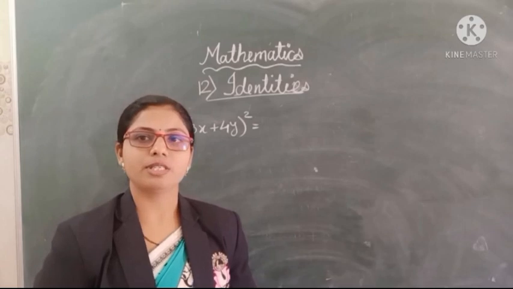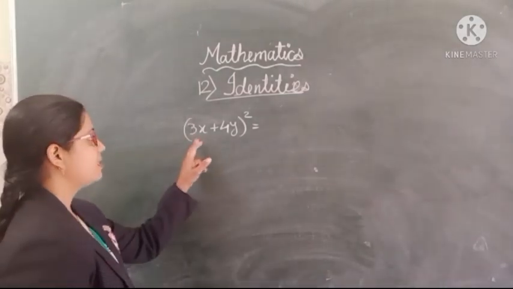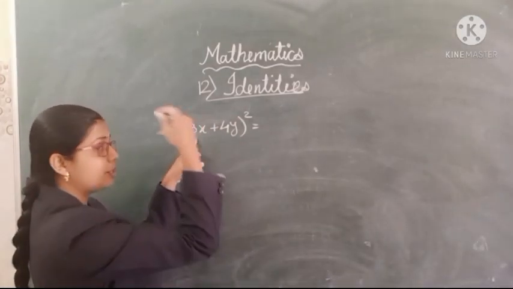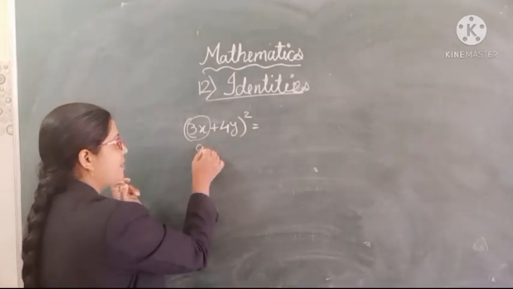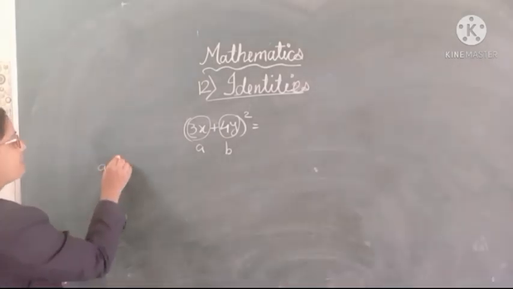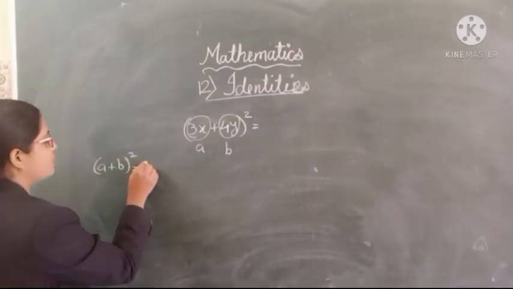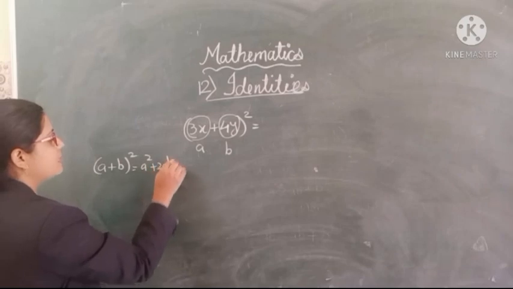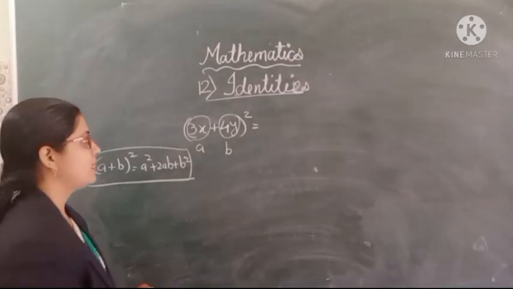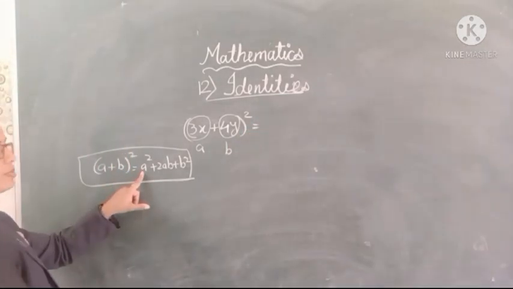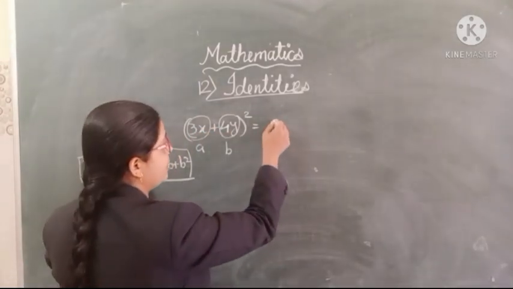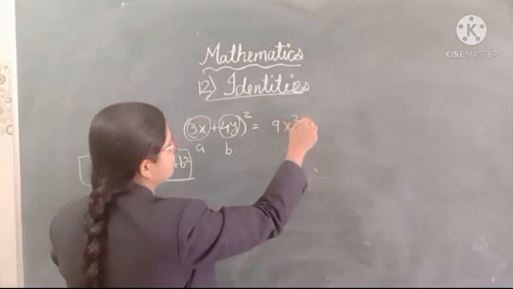Related to this, we will have one example here: (3x + 4y) bracket square. First, what is the identity that you remember? 3x will be a, 4y will be b. That means we know the identity (a + b) bracket square equals a square plus 2ab plus b square. Use this identity compulsorily in the example. So what will we do here now? First is a square. a square means (3x) bracket square, that will be 9x square.